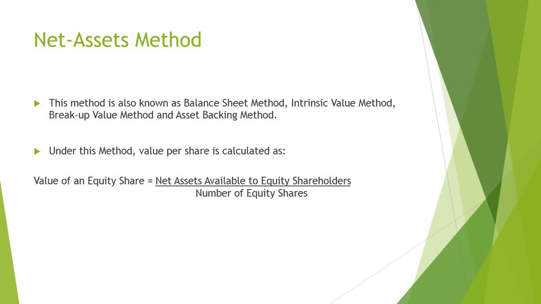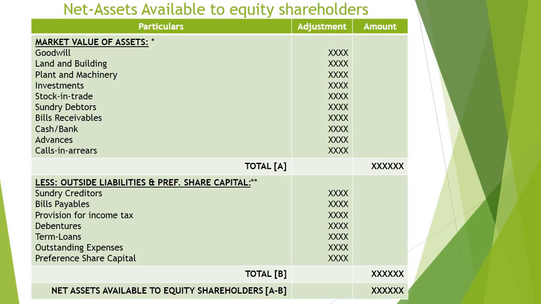The formula to calculate the value of an equity share is net assets available to equity shareholders divided by number of equity shares. The number of equity shares will be given to you in the problem. All you have to do is find out net assets available to equity shareholders. So how do you calculate net assets available to equity shareholders?